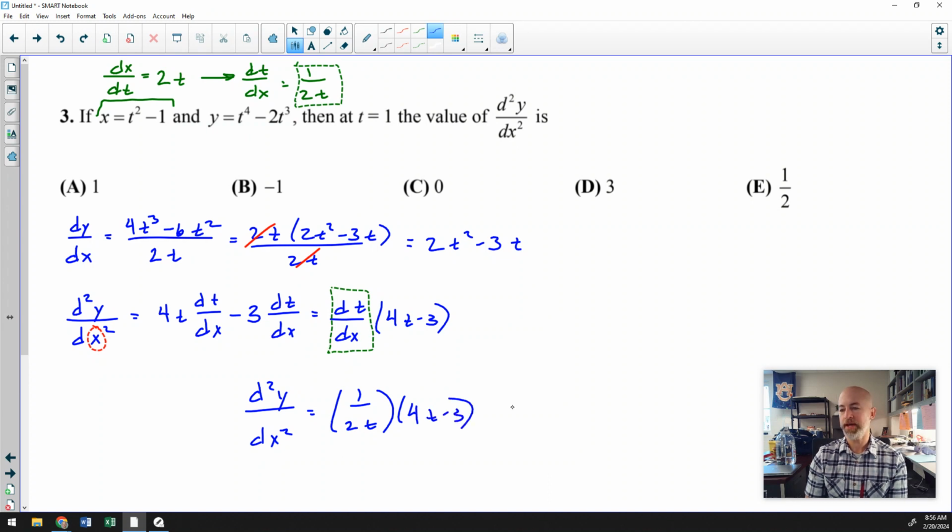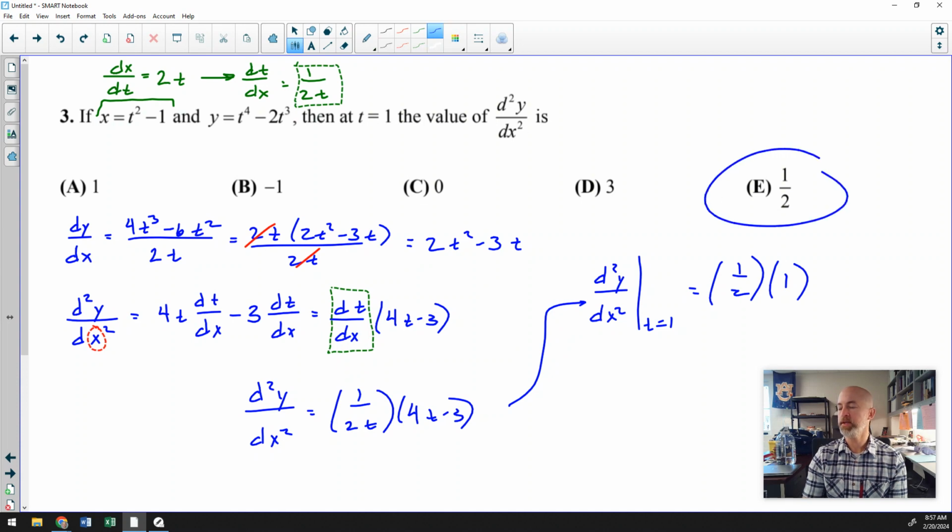And now that I have that, I can plug 1 in. Don't forget, we are plugging 1 into this. So my second derivative, d squared y over dx squared, such that t is equal to 1, is going to be 1 over 2 times 1. I remember my 1 times tables. That's 1/2. 4 times 1 minus 3. That'll be 4 minus 3 is 1. And half times 1 is 1/2. So your second derivative of a parametric equation is an implicit differentiation problem.